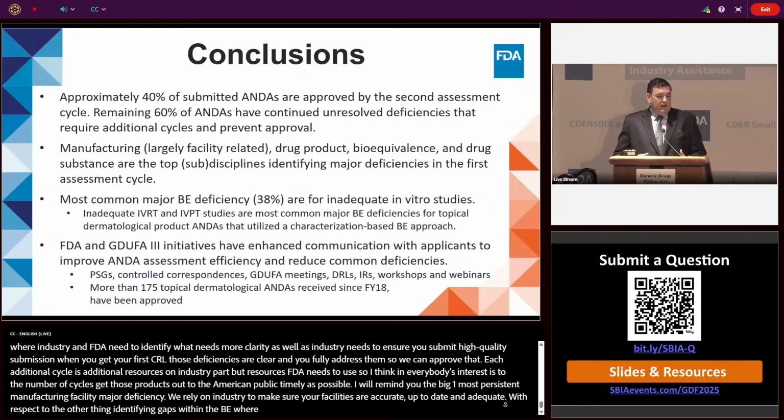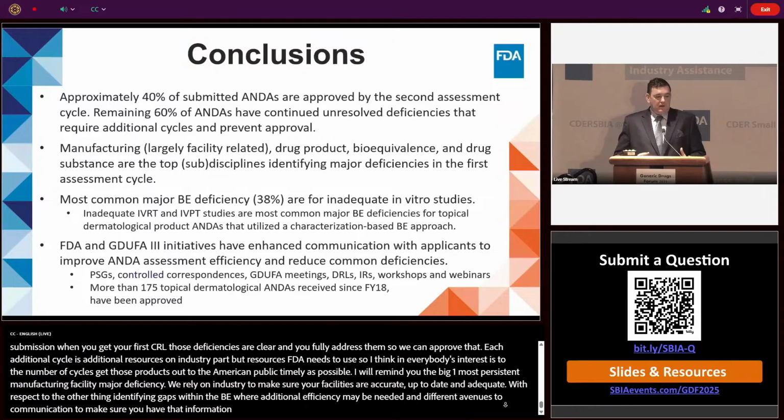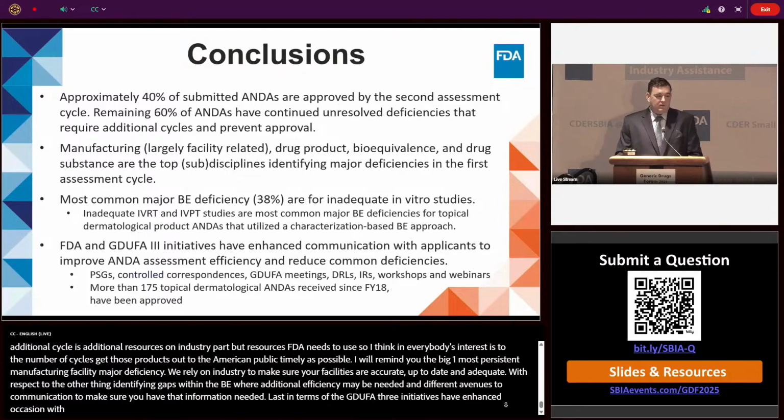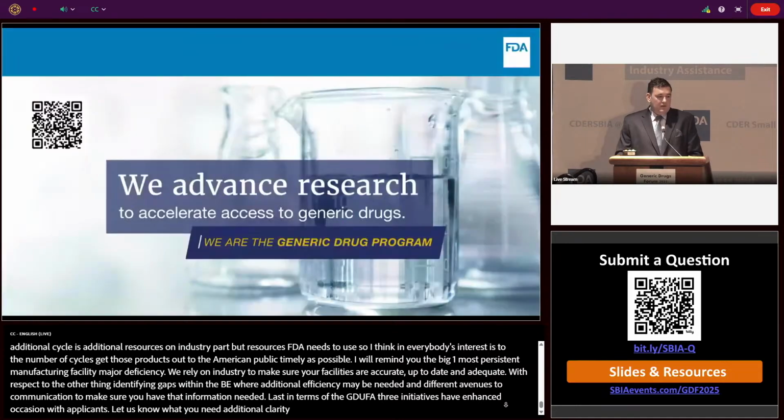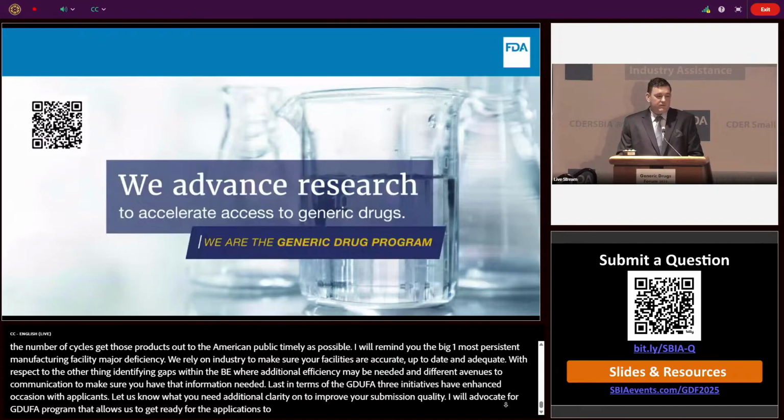And last, I will remind us that for the GDF 3 initiatives, we really have those enhanced communication applications and encourage you all to use those. If you find them beneficial, let us know, and provide feedback to us through multiple avenues to know what your priorities are, what things you need additional information and clarity on, so that you can improve your submission quality. I will also advocate for that: the GDF Science and Research Program does a lot of the proactive information work, which allows us to get ready before those applications come to review. You can see what our research priorities are here, and it also helps prepare our review divisions.